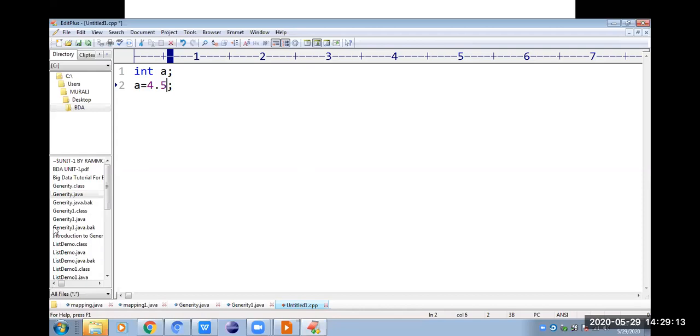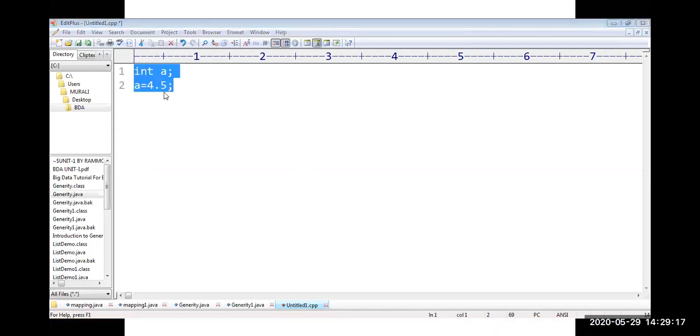Why? Because it is not meaningful. Syntactically, it is correct, as per the rules of the programming language. But semantically, it is not correct, and it won't be accepted as it is.